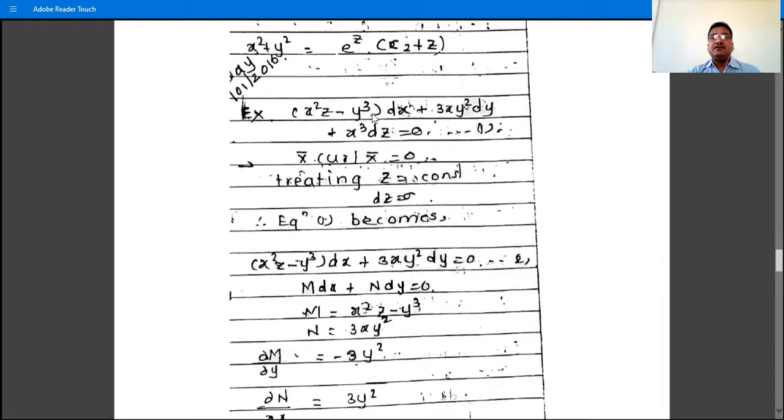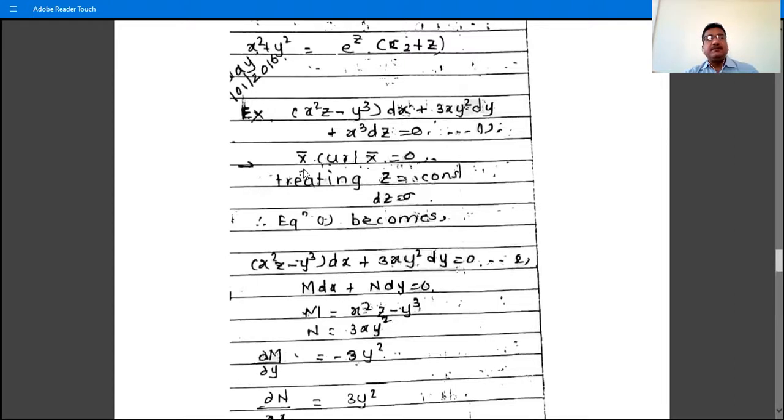(z x² − y³) dx + 3x y² dy + x³ dz = 0. Again, this is the homogeneous Pfaffian differential equation of degree 3, so it is solvable by the method of homogeneous Pfaffian differential equations, that is, substitute y as vx and z as wx. But here we have to solve this example by using Natani's method.